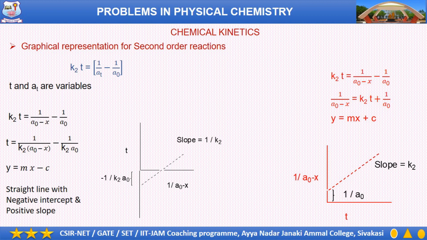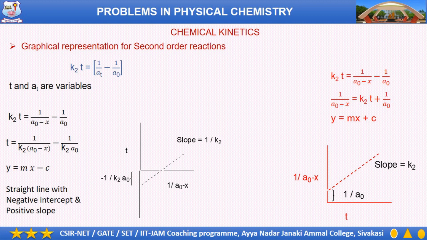here you will get a straight line, y is the variable, x is time, m is the slope and c is a constant, minus 1 by a naught. Therefore, you will get a positive slope, but that line will not pass through the origin; it will cut the y-axis in the negative direction, a negative y-intercept. Therefore, your equation with a straight line would be like this, and the slope is equal to 1 by k2.